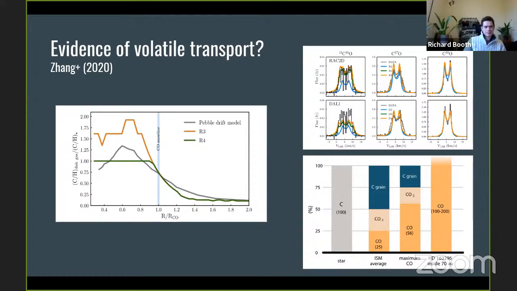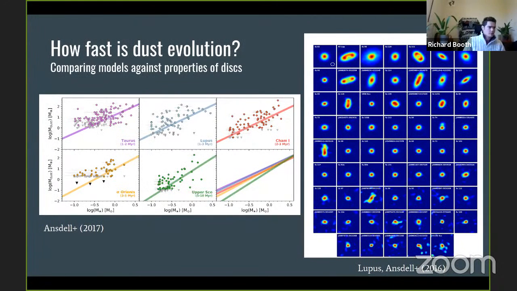Okay. So moving on to the second part of my talk, it's kind of answered this question: how fast is dust evolving in protoplanetary disks? So to do this, we can compare essentially models, like the models I was using before, to observations of protoplanetary disks. For example, their masses, their radii, their accretion rates.